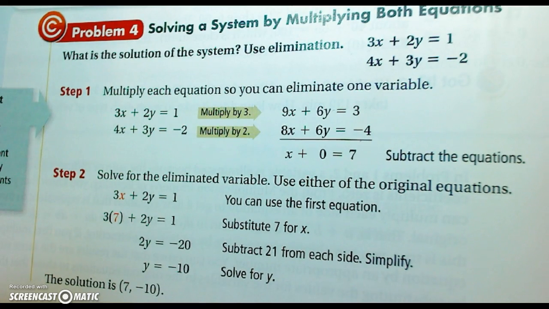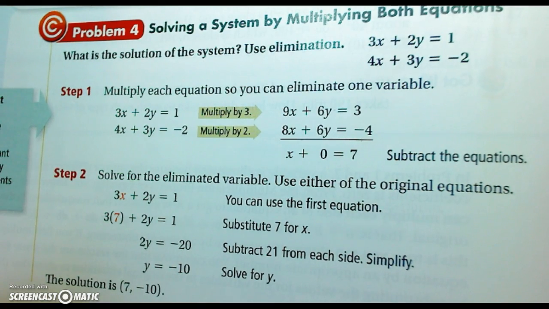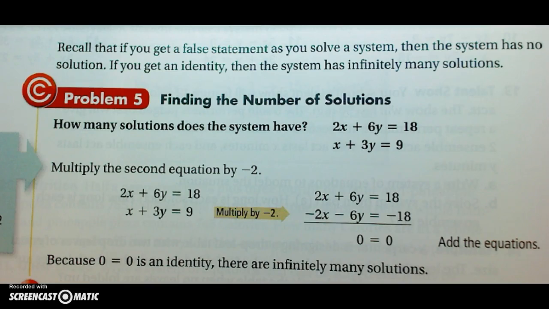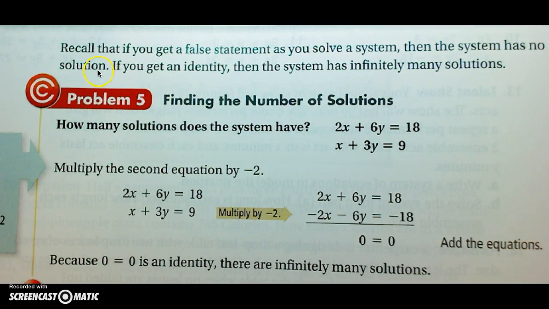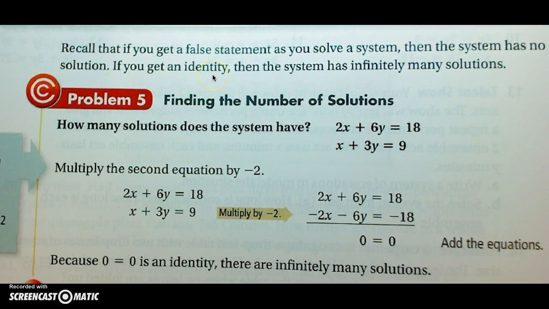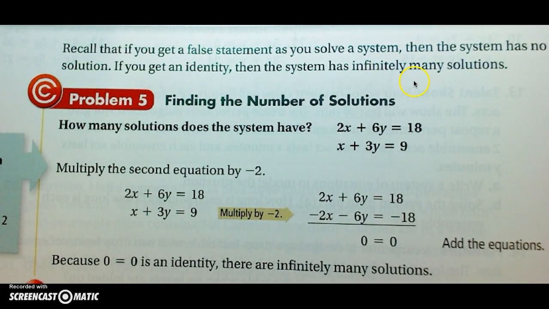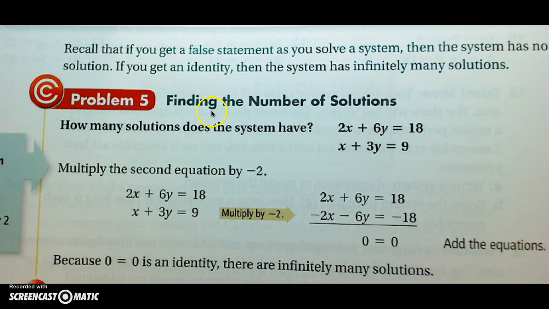Remember, we're looking for that point where these two equations go through, and they go through (7, -10). Also, if you get a false statement as you solve a system, then the system has no solution. If you get an identity, then the system has infinitely many solutions because they're the same line. So find the number of solutions. How many solutions does this system have?